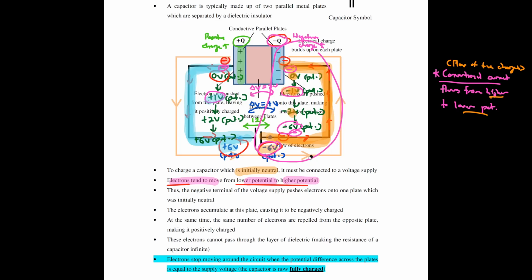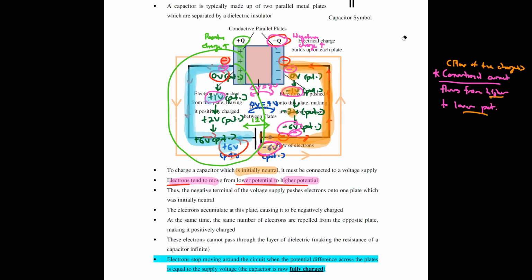And at the same time, if you look at the left hand side of your diagram, because your potential here is 6 volts and potential is 6 volts, you again have no difference in potential. Electrons again can no longer flow.